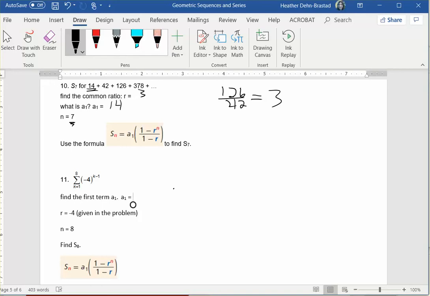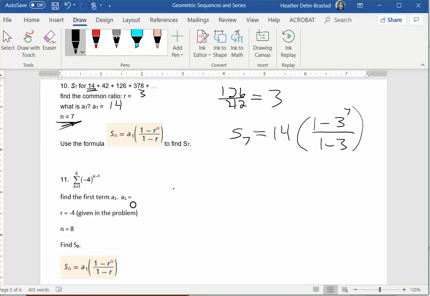So we're going to use S of 7 is equal to a sub 1, which is 14, and then in parentheses we need 1 minus the common ratio of 3 to the n power. So that's 3 to the 7th, n is 7, and r is 3. And that's all over 1 minus the common ratio.